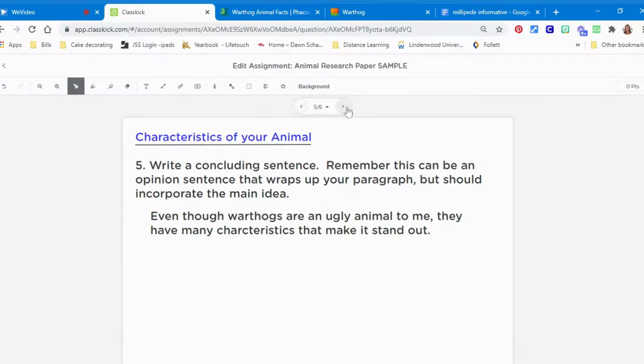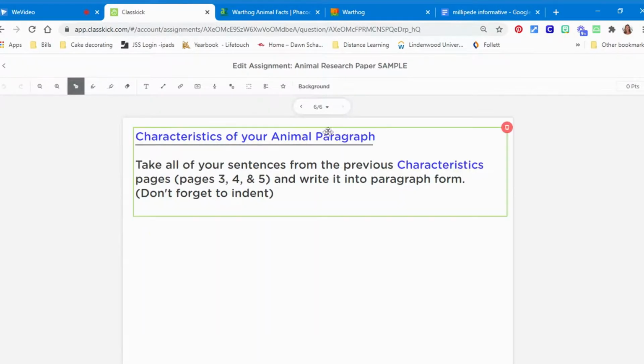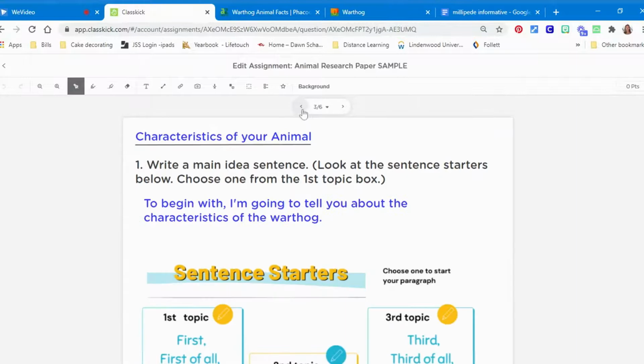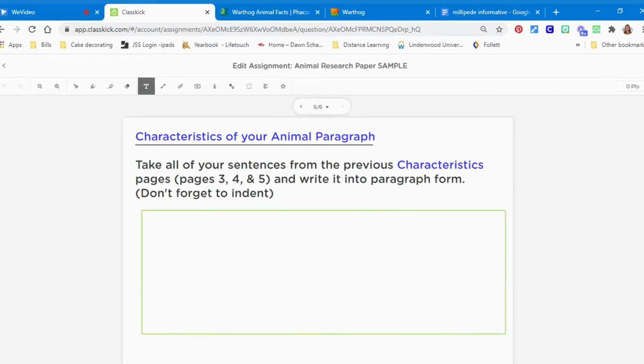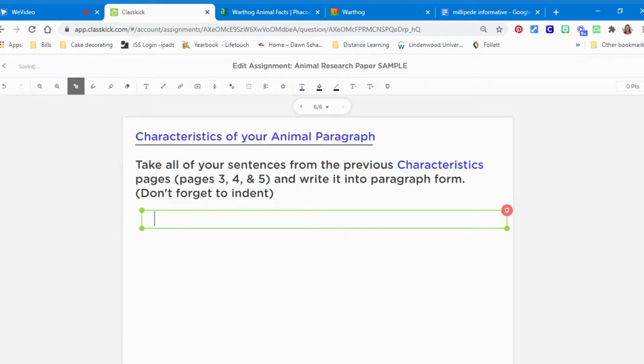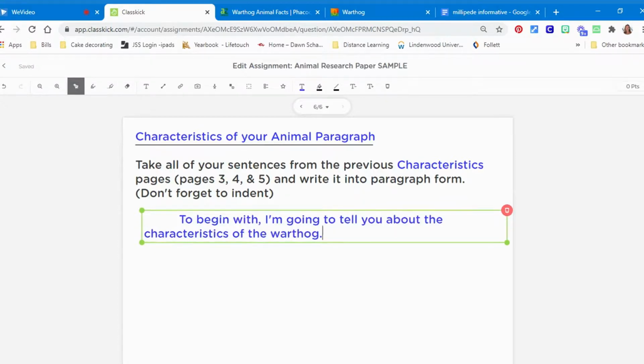The very last step that you're going to do today is go to page 6, and you're going to take all of your sentences from the characteristic pages, the pages we just did, pages 3, 4, and 5, and put it into a paragraph. So I'm going to go back to page 3 first, and I'm going to copy my main idea sentence that I did. Control C, remember. Go back to page 6. You don't want to forget to indent. So I'm going to count over 10. 1, 2, 3, 4, 5, 6, 7, 8, 9, 10. And then Control V. I better make this all black since I changed it on this one.